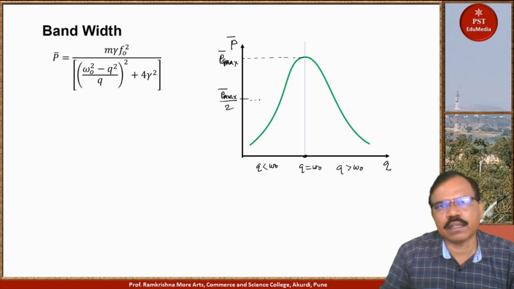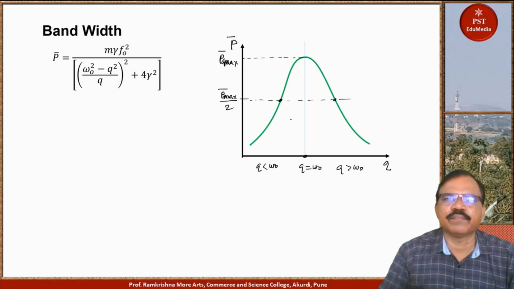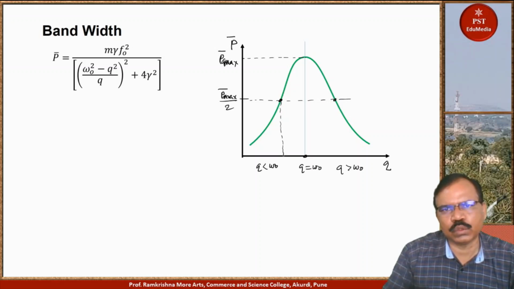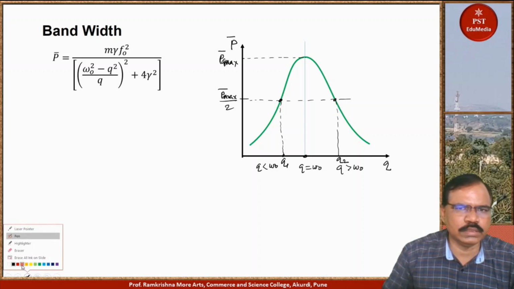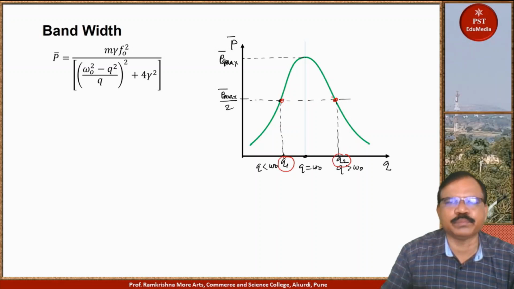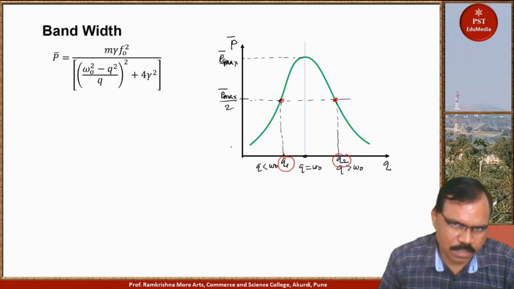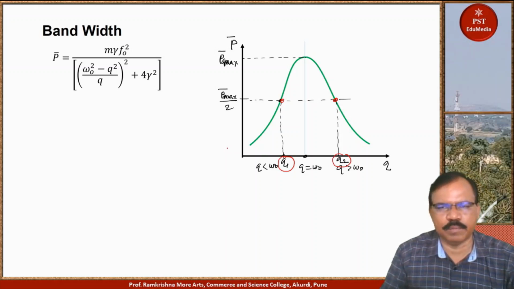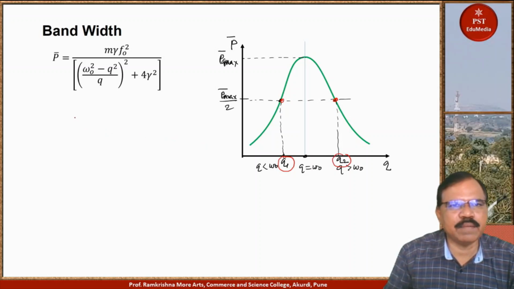So here you will have two frequencies. Let us call one Q1 and the other Q2. So Q1 and Q2 are two frequencies of the applied force at which power is half of the maximum value. Now Q1 is less than omega 0, Q2 is greater than omega 0. So we define bandwidth delta Q. It is Q2 minus Q1.